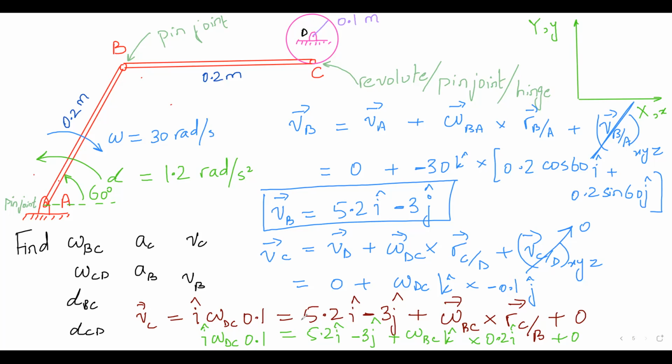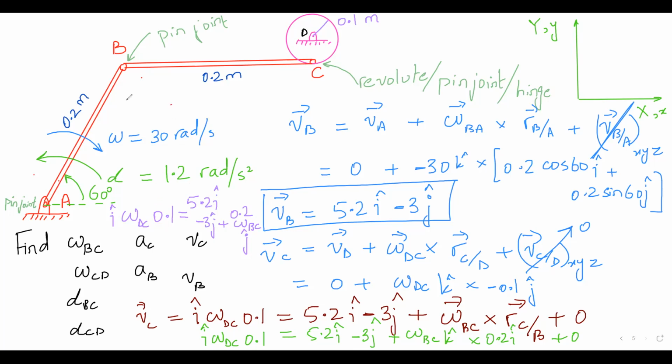Actually, I don't know. Omega BC, I know. Omega DC will become... Why don't you give me VC then? What is the value of VC? The velocity of point C. VC. The velocity of point C is 5.2. Very good. Correct. Answers are correct. So I will help everyone. Omega DC times 0.1, K cross I is J. So it is omega BC times 0.2, omega BC J. Okay. 5.2I minus 3J.